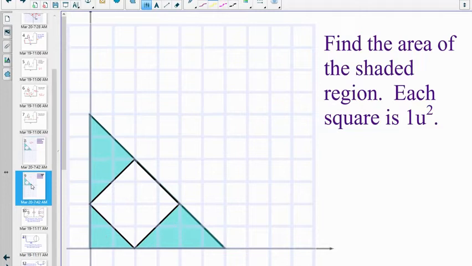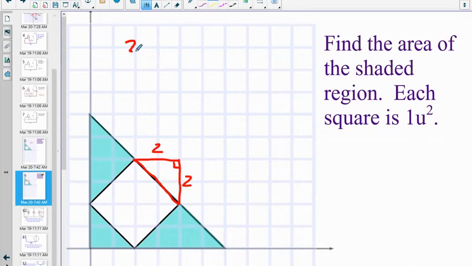Another way that we could do this problem would be to find the area of the whole triangle and then take away the area of this square. This one gets a little bit tricky because to find the length of this segment, we're going to have to think of this as a right triangle, and we'll have to do the Pythagorean theorem, a squared plus b squared. This length is 2, and that length is 2. This is a right triangle because they're horizontal and vertical.